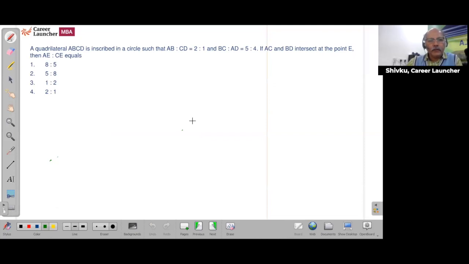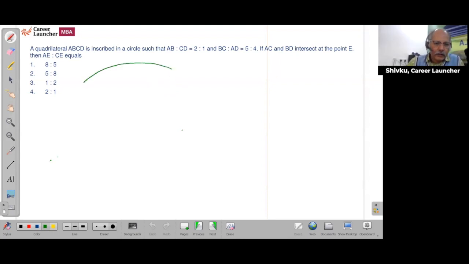A quadrilateral ABCD is inscribed in a circle such that AB is to CD is equal to 2:1, BC is to AD is equal to 5:4. If AC and BD intersect at point E, then AE is to CE is equal to what? So I think it's a cyclic quadrilateral question. There are some concepts of circles here. For those who don't like geometry, I'm sure that you won't have transgressed into this territory. You would have just stayed away from it. But otherwise, for those who like geometry, this should have been a fairly easy question. Standard. This is a standard question.